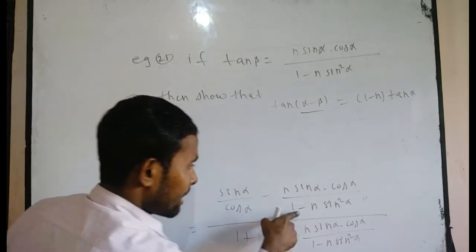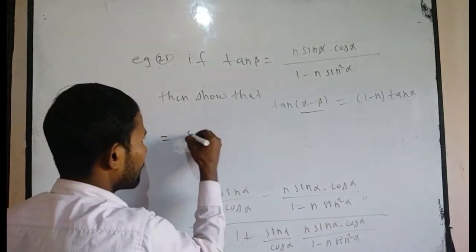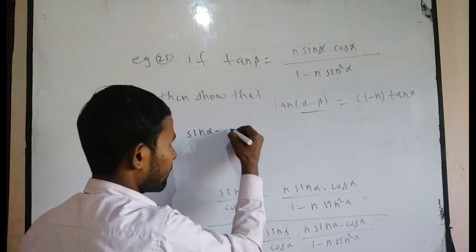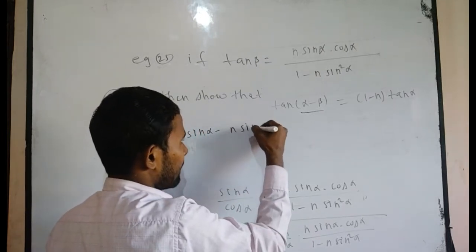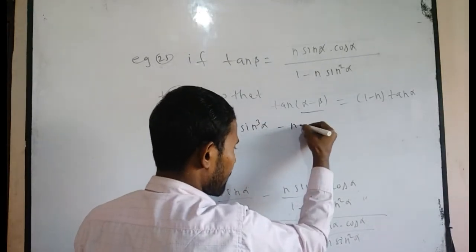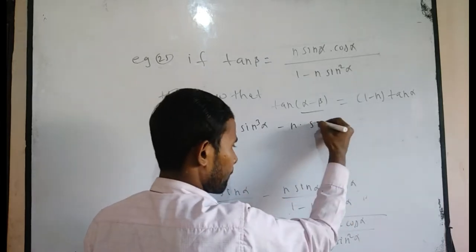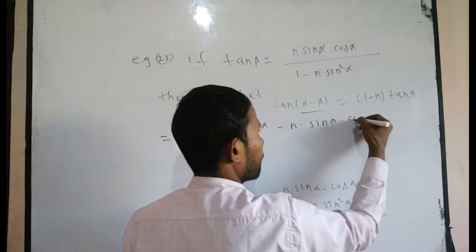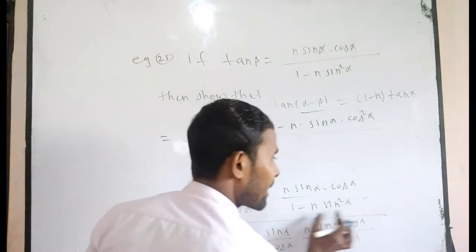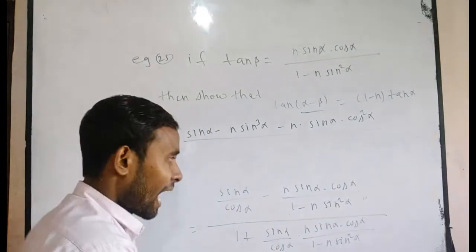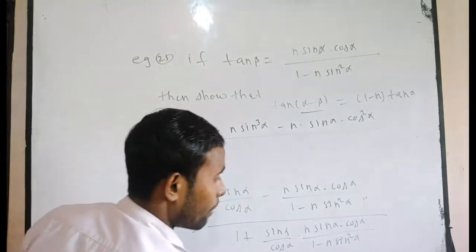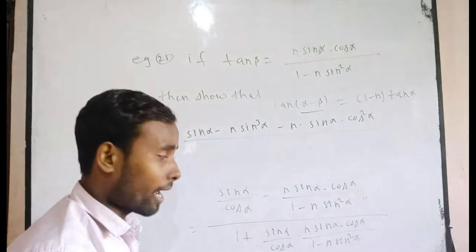Here it will be sin alpha minus n times sin cube alpha. Here it will be n times sin alpha into cos square alpha, and you get its denominator cos alpha into 1 minus n into sin square alpha. I don't want to write it, because in a similar way you also get in its denominator cos alpha into 1 minus n into sin square alpha.